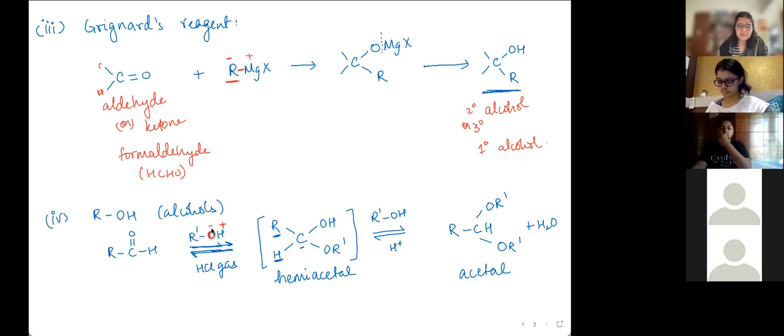So here the minus gets attached to the carbon, hydrogen to oxygen, an addition reaction. In the second step, it's basically kind of an elimination reaction taking place. Yeah. So there is a water molecule being eliminated from here. So this H2O is coming from here.